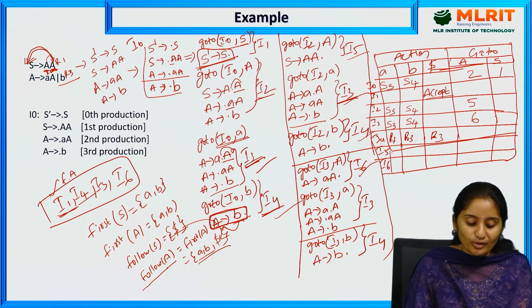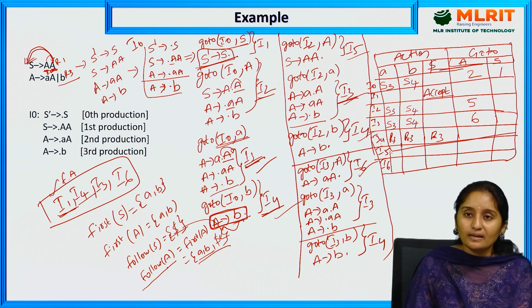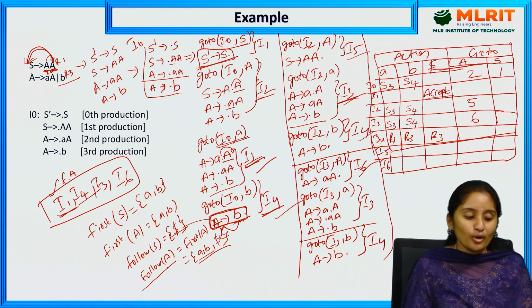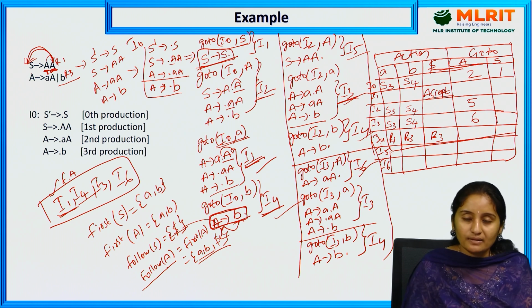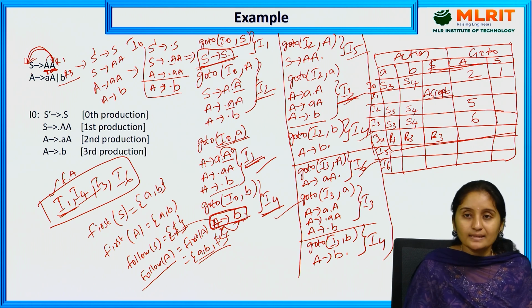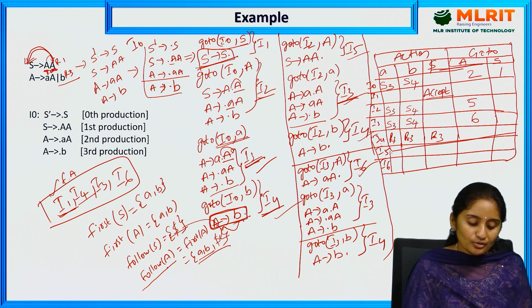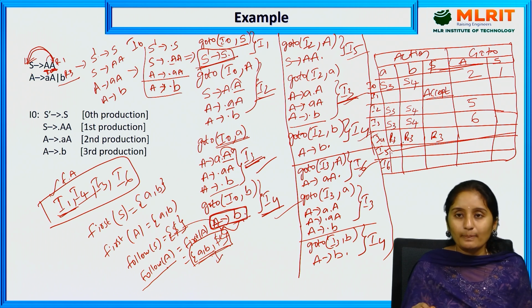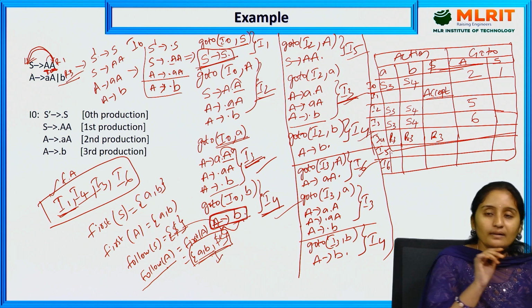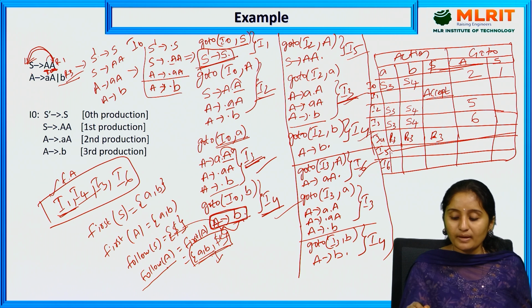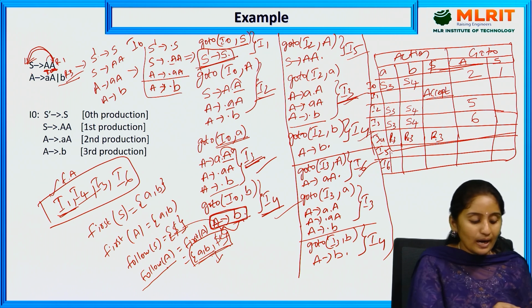So first, what we are going to do is check the final state. I4 is my final state. Go to that production, A tends to B dot. What is the reduction number? R3 is my reduction number. In this production, A is the LHS part. We have already calculated the follow, so you just write follow of A, which is A, B, dollar. In the place of A, B, dollar in my parsing table, we write the reduction number R3, R3, R3. So I4 is completed.